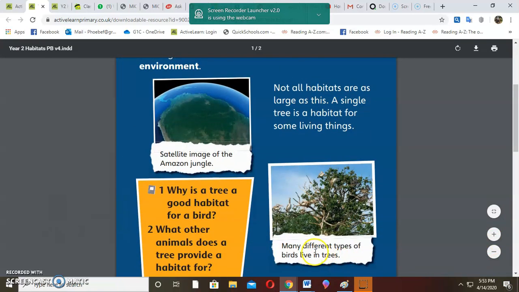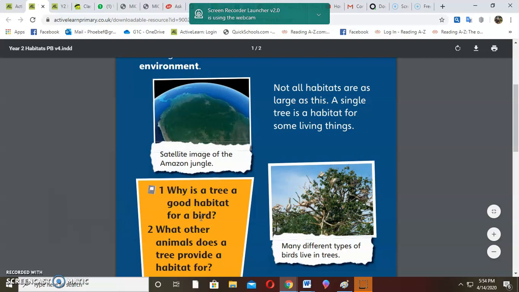And then we have many different types of birds living in a tree. Remember we learned about the birds building their nest in the tree, and then we asked ourselves, why is a tree a habitat for the birds? Okay, so many different types of birds live in a tree. Look at the picture. So not all habitats are as large as this. A single tree is a habitat for some living things.